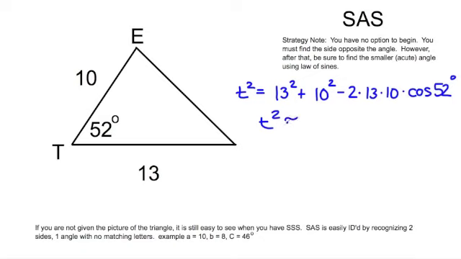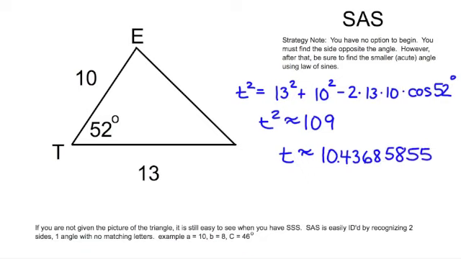Now remember, it's t squared. It came out to be approximately 109. You don't round that number until you're finished. Go ahead and square root it, and you end up with 10.436855. Now, depending on how your teacher wants you to round, significant digits, sig figs, whatever they call it, you round it appropriately and do what they ask you to do from there.